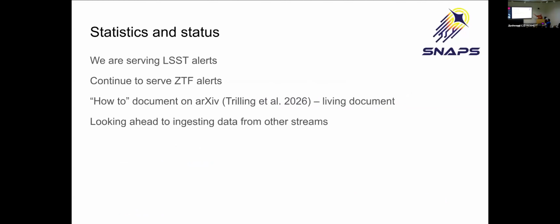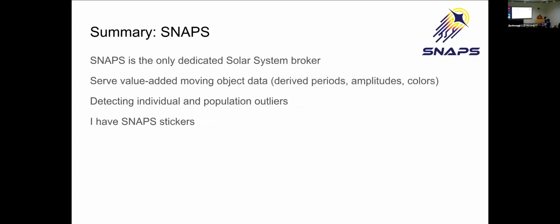Okay, so we're serving LSST alerts. We're serving ZTF alerts. We have a how-to document on the archive. And we're looking ahead to adding other streams. SNAPS is the only dedicated solar system broker. We detect individual and population outliers. And I have SNAPS stickers. Come see me after the session.